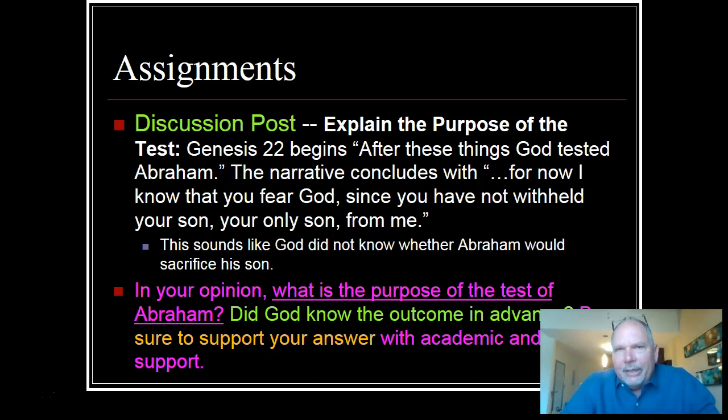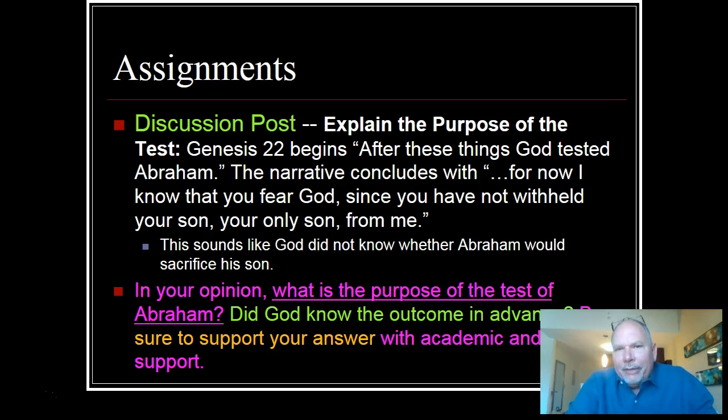Now, this sounds like God did not know whether Abraham would or wouldn't sacrifice his own son. And it's easy for us to say, oh, well, God lives outside of time and he knows, and yet God's the author of this text. And God led Moses to write this story. And the story begins with, "After these things, God tested Abraham." Well, why would he test Abraham if he knew how Abraham was going to respond? And why at the end does the narrator tell us that God says that now I know?